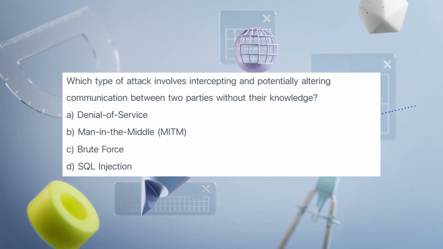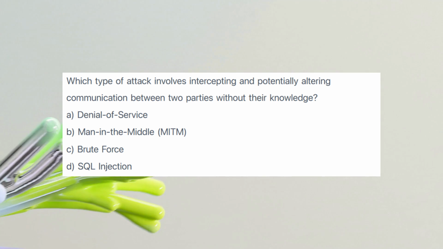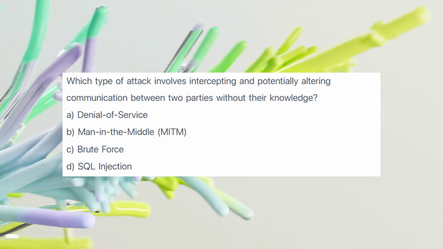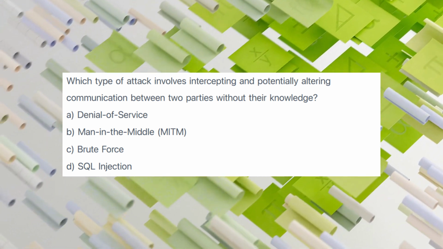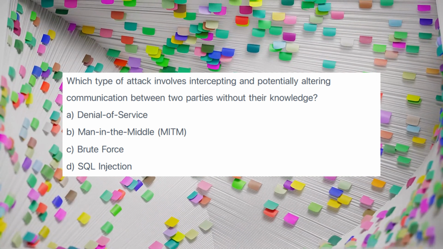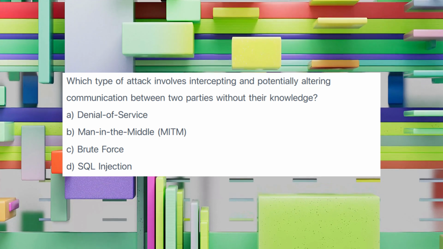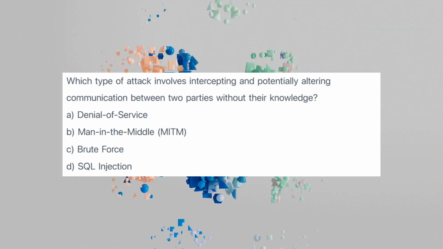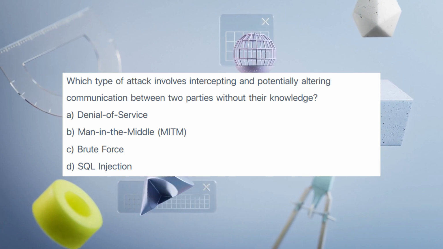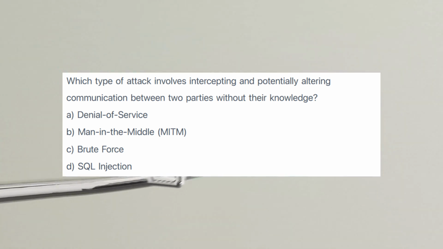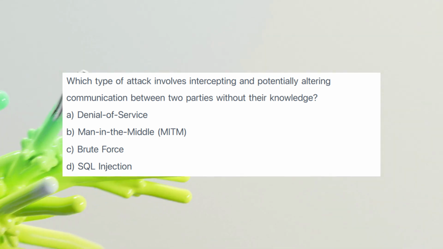The answer is B. Man in the middle, MITM. A MITM attack occurs when an attacker secretly relays and potentially alters the communication between two parties who believe they are directly communicating with each other. Option A overwhelms a service. Option C guesses passwords. Option D injects malicious code into database queries.